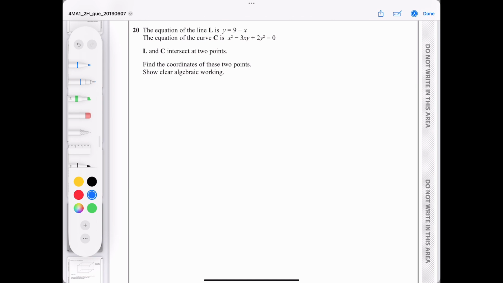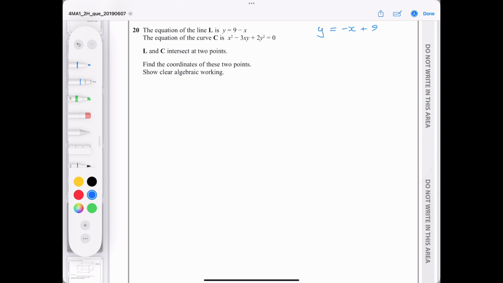We're doing the Higher Maths Edexcel IGCSE from June 2019 and we're on question 20. So it turns out the equation of line L is y equals 9 minus x. I'm just going to rewrite that as y equals minus x plus 9. It's just in a better format. And the equation of the curve is x squared minus 3xy plus 2y squared equals 0. So that's going to be some sort of ellipse.